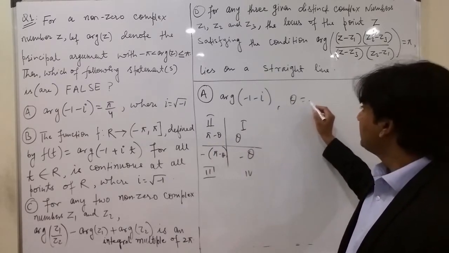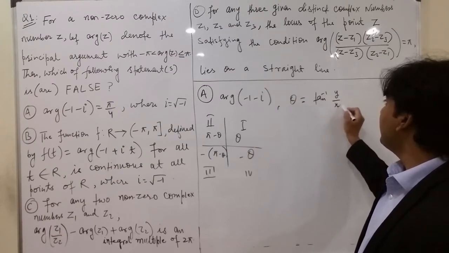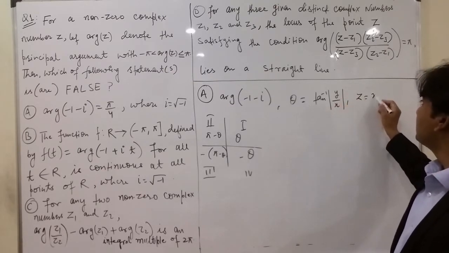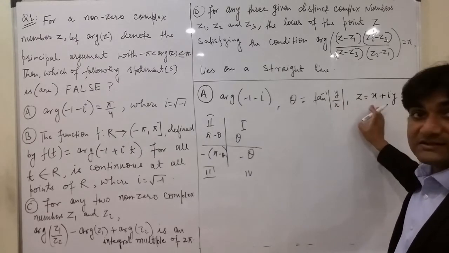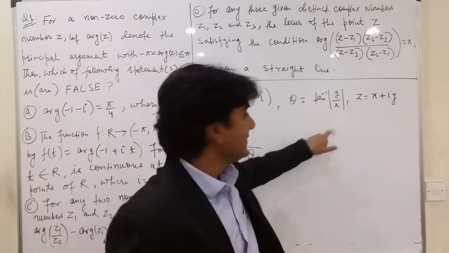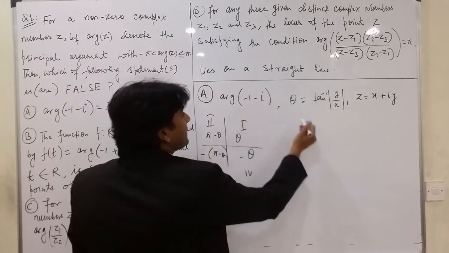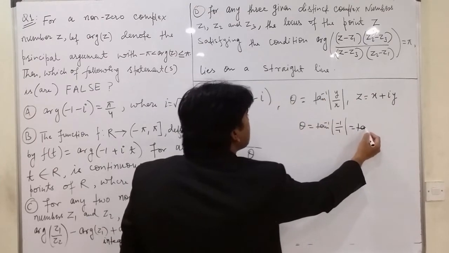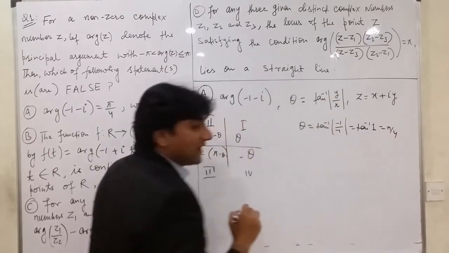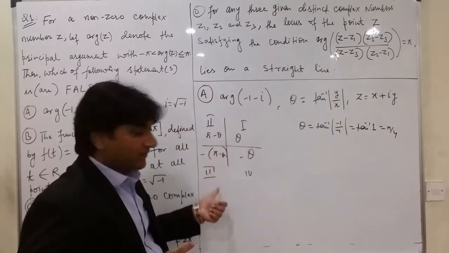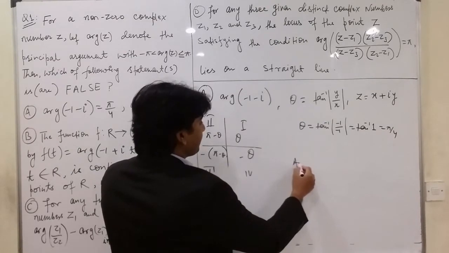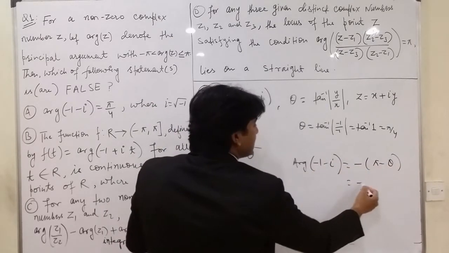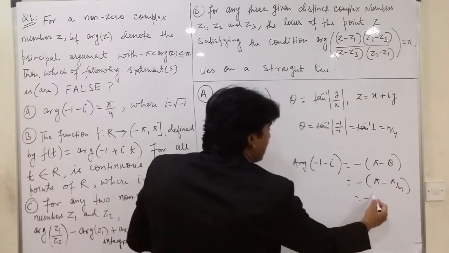And theta, how can we find? Theta equals tan inverse of mod y by mod x, where x and y are the real part and imaginary part of the complex number. So z equals x plus iy. If we have z equals x plus iy, then we can find theta as tan inverse y over x. Similarly, here x is minus 1, y is minus 1. So theta would be tan inverse of minus 1 over minus 1, which is tan inverse 1, which is pi by 4. But the argument is not pi by 4, because it lies in the third quadrant, and in the third quadrant the argument of minus 1 minus i is minus of pi minus theta. So this is minus of pi minus pi by 4, which is minus 3 pi by 4.